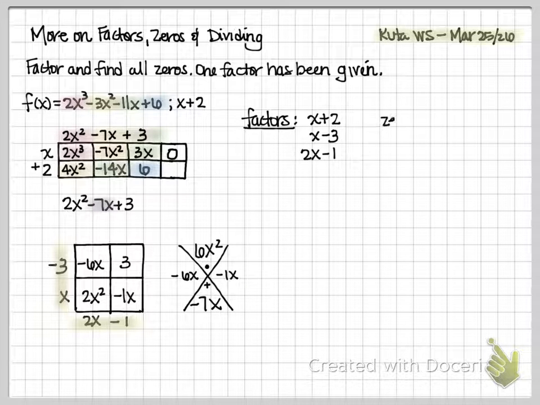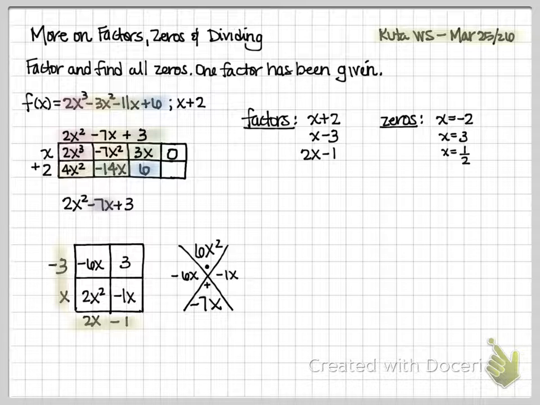Once we know what the factors are, we should be able to find the zeros, no problem. So we would set each one of those equal to 0 and then solve for x. For the first one, it would be x equals -2. The second one would be x equals +3. And then the third one would be x equals +1/2. So I've got my factors, but I also have my zeros.